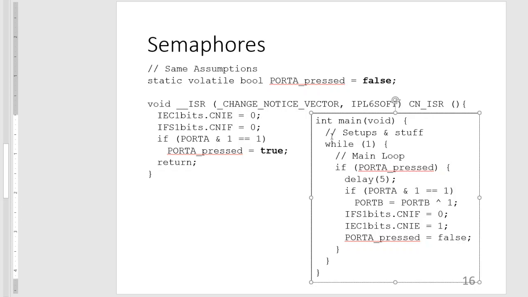Inside our main loop, of course, you have your configuration set up here. And then if we check that our semaphore port A pressed is true, we then introduce the delay of 5 milliseconds. After that, we check if our port A is still pressed, and then toggle port B if it is so. Then we clear the flag again in case it was set again during the time after we set the semaphore to when we service it, and then enable the interrupt once more. And then of course, we set the semaphore to false since we already acknowledged it.